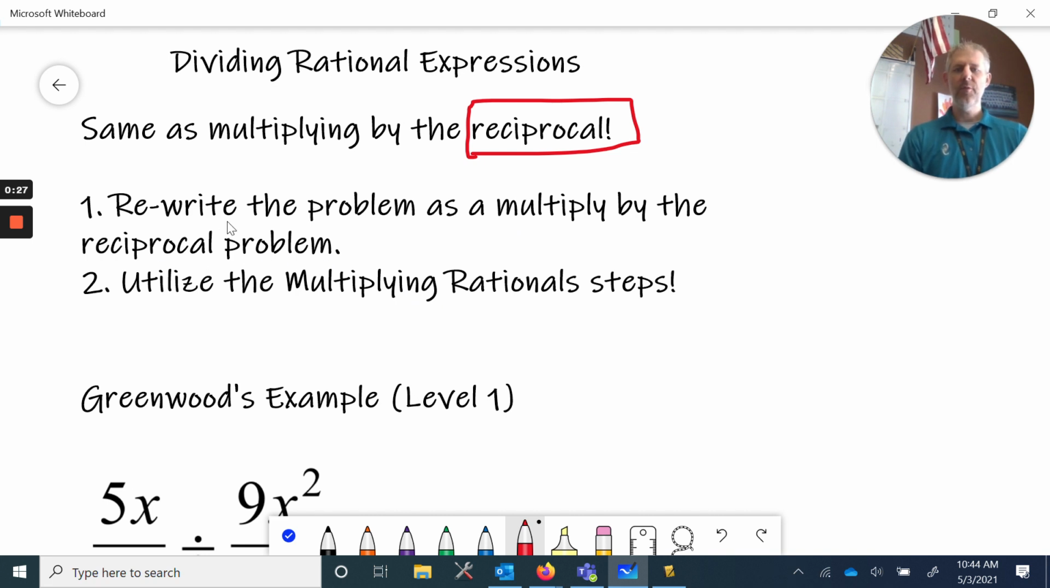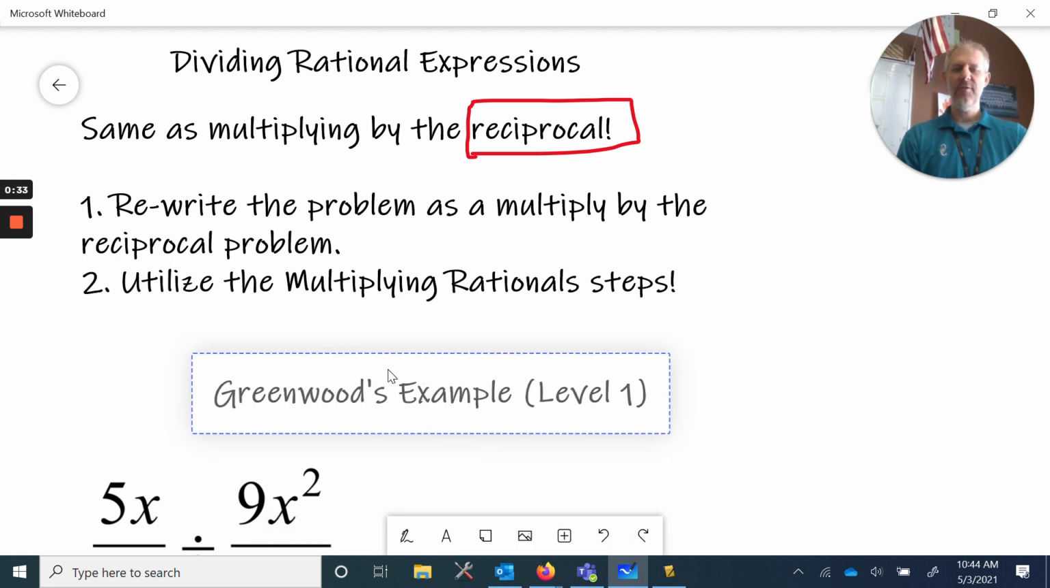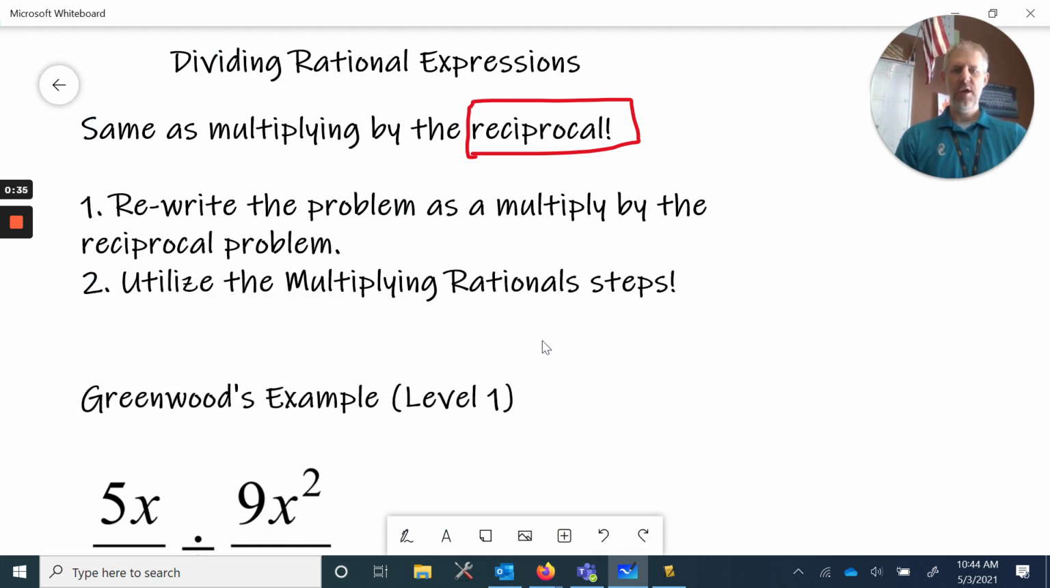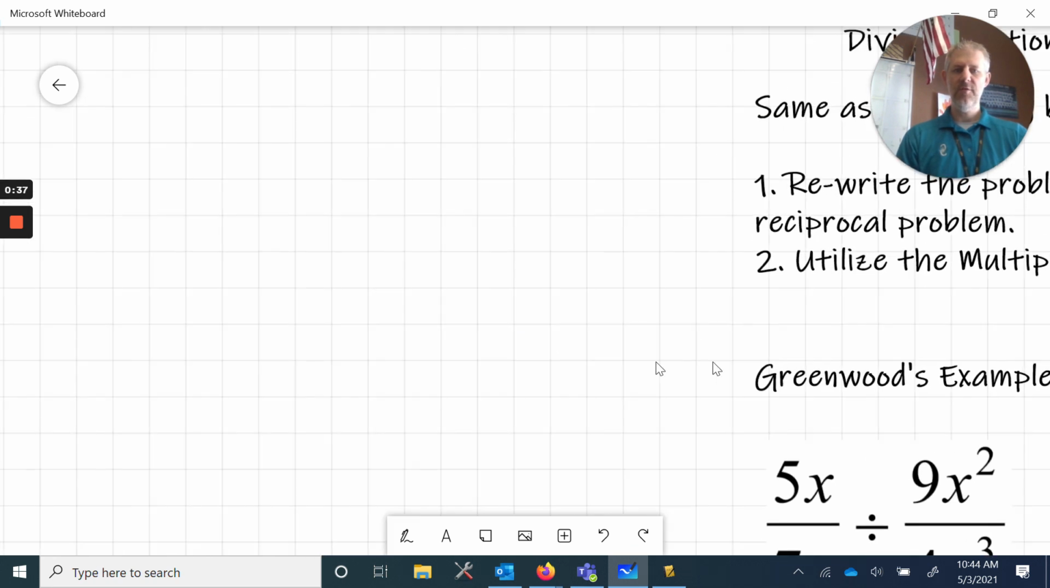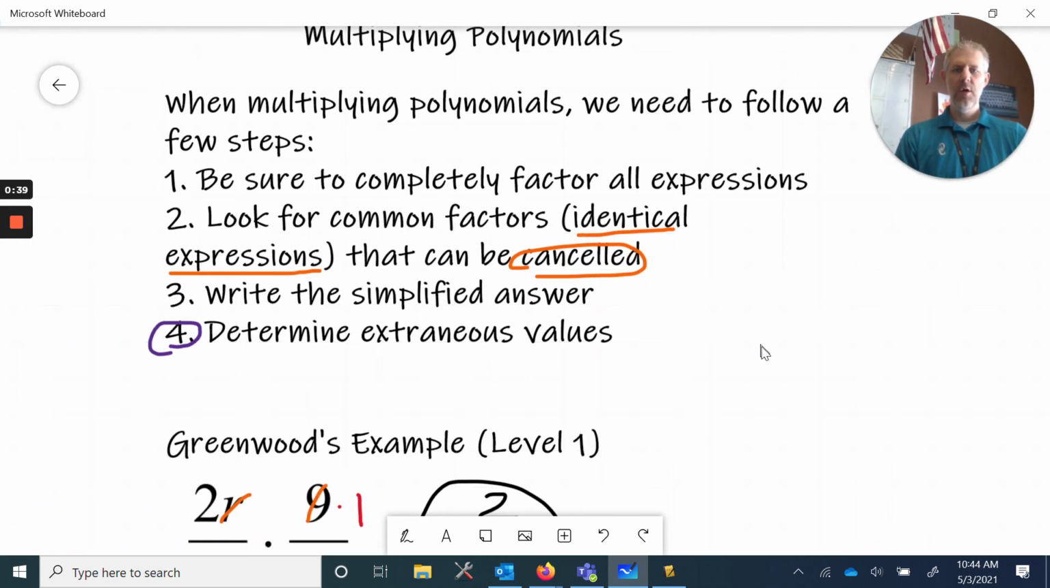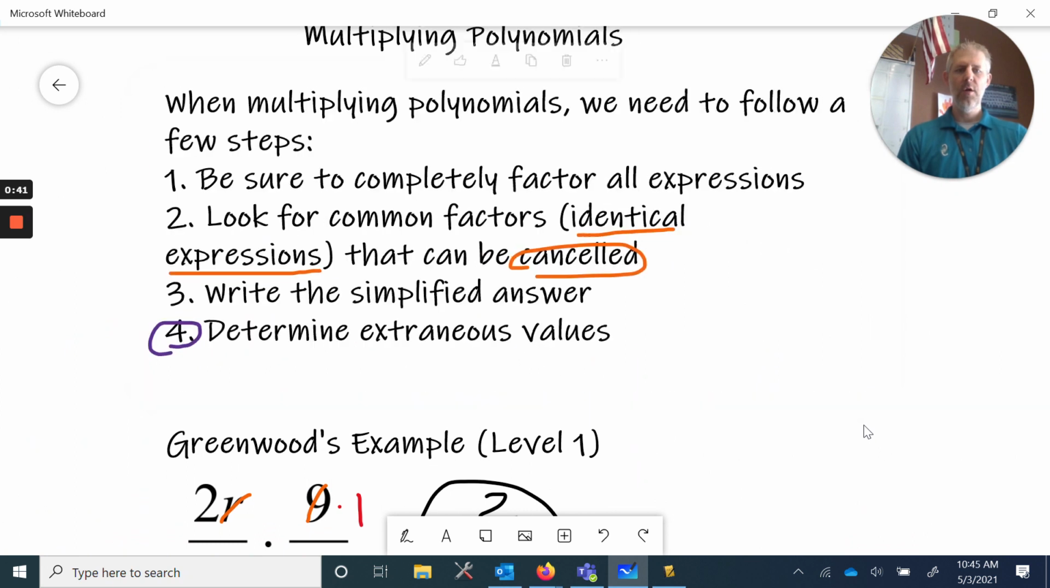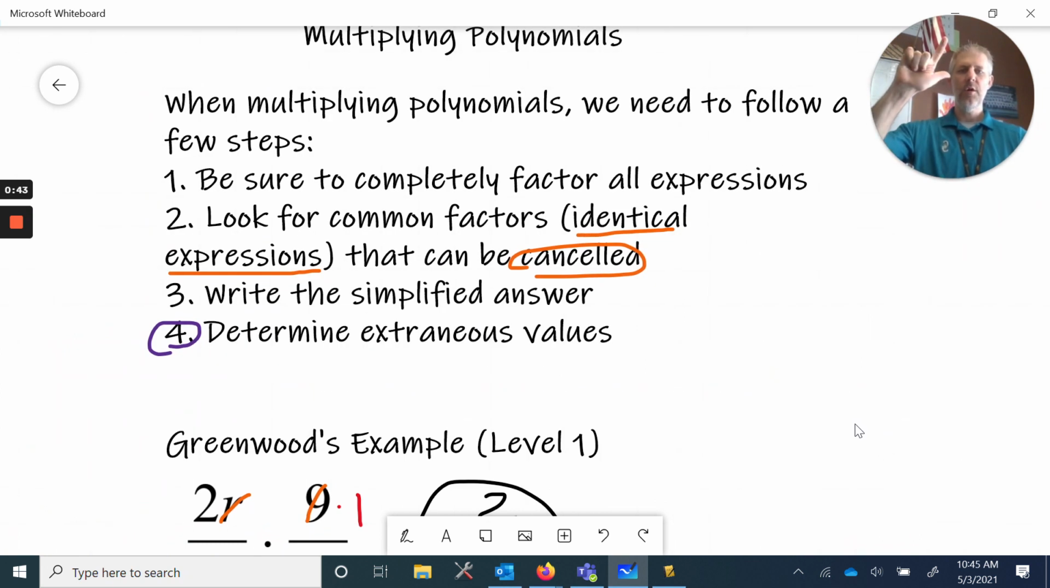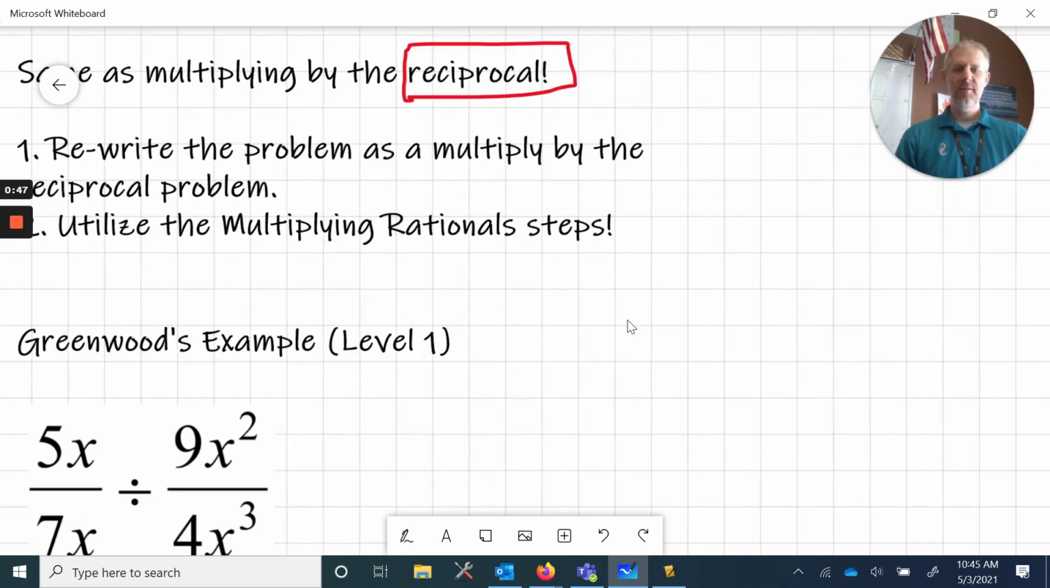So the first step we'll do is rewrite the problem as a multiply by the reciprocal problem. And then we'll use our multiplying rational steps, which again, let me drag over so you can see those from the last video. Basically, we're going to look to factor, we're going to look to cancel, and then we're going to look to simplify. Okay, let's get on with it.